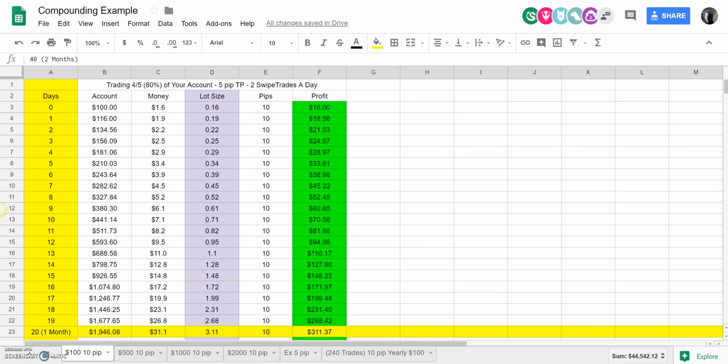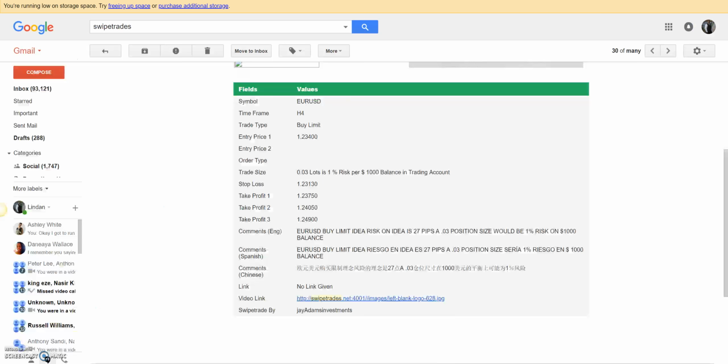So now I'm going to take you over to what swipe trades look like so we can talk about how to put them in the swipe trades correctly. When you get a swipe trade, it's going to come to your app, but it's also going to come to your email. I just want to give you this example right here because this is going to show you how to create your own take profit, all right? A take profit of 5 pips.